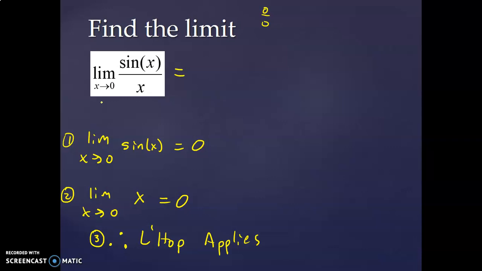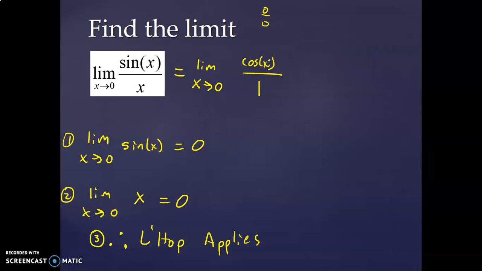So now I can say that this is equal to, I still need the limit statement, and then instead of sine of x over x, I'm going to take the derivative of each of these. So the derivative of sine is cosine of x, the derivative of x is 1. Because these things are true, this limit is equal to this limit.